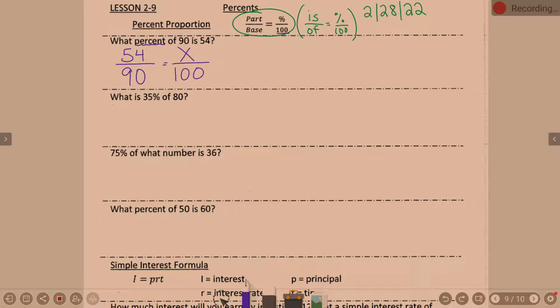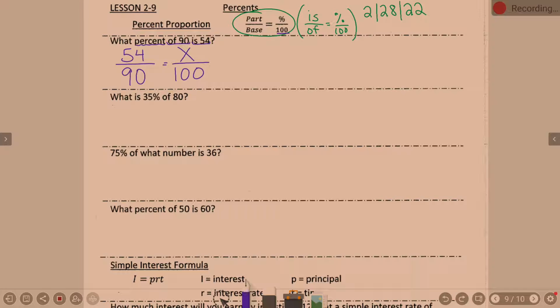Now, I mentioned the shortcut is over of. Do you see how that works? Whatever follows the word of goes on bottom. Whatever is around the word is goes on top. And so it's another way how I ended up with the 54 over 90, because it says of 90, so I put the 90 on bottom. So that next one would be. Don't do the next one yet. We've got to solve this one first.